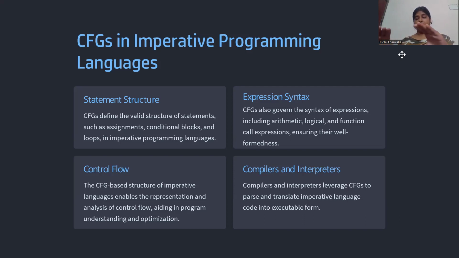And then comes the expression, for example a for loop, where the syntax should have a left side and a right side. Then comes the logical, how we define the logical expression, the arithmetic expression, and the function call expression. That does the work of imperative programming. Then comes the control flow, how it flows through the for loop. Compilers and interpreters look after errors, and then translate the imperative language code into executable form, which is done by imperative grammar using context-free grammar.